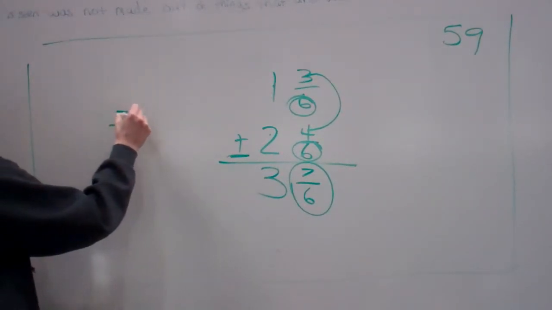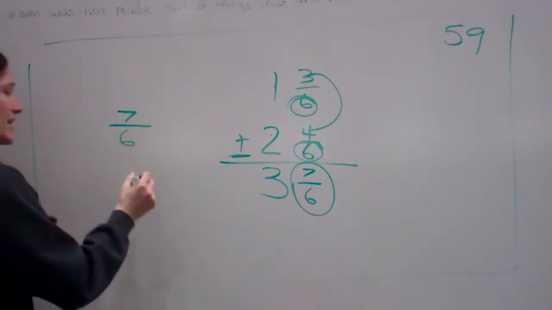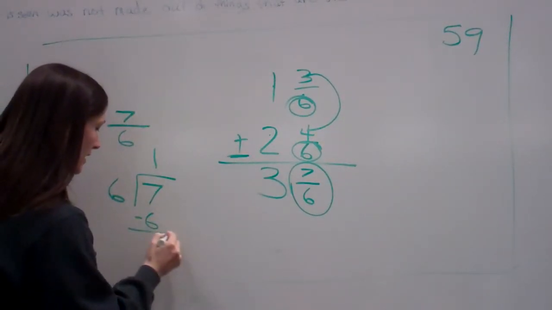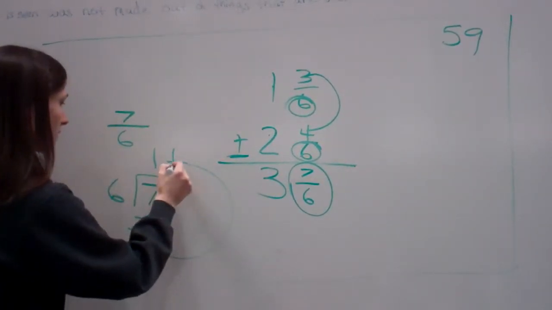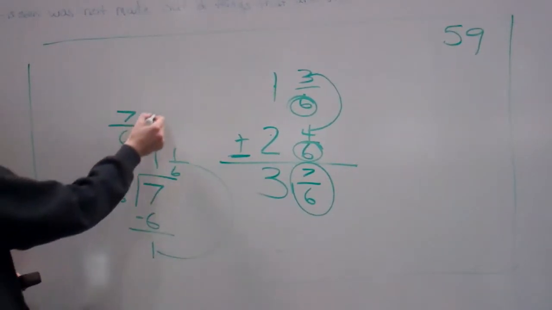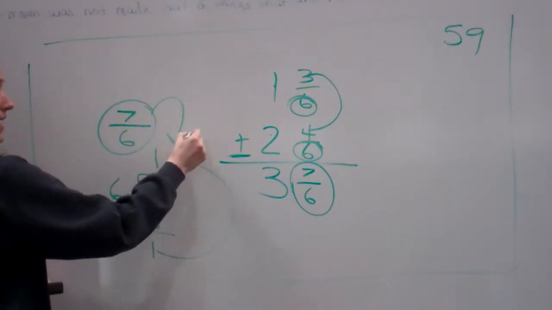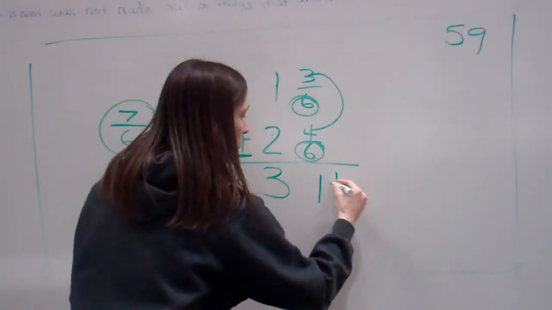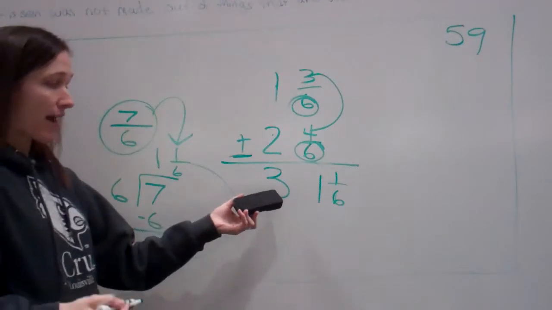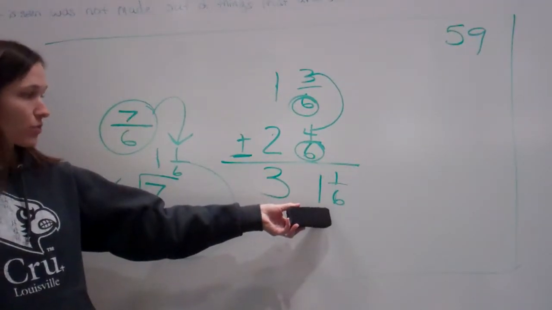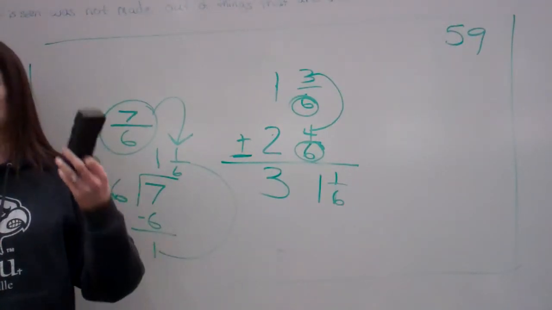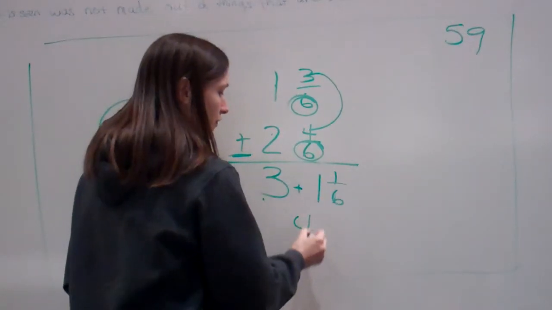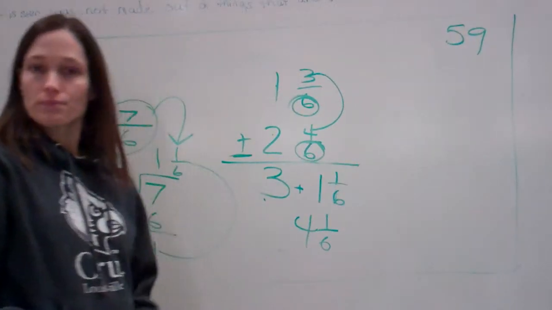This says 7 divided by 6. So when I did that, I would get 1 and 1/6. So this converted makes this. I want you to watch what happens. 1 and 1/6. Okay, but I still have 3 plus this 1 and 1/6. What should I do? Yes, Isaac? Add the 3 and the 1. 3 plus 1 is 4 and 1/6.